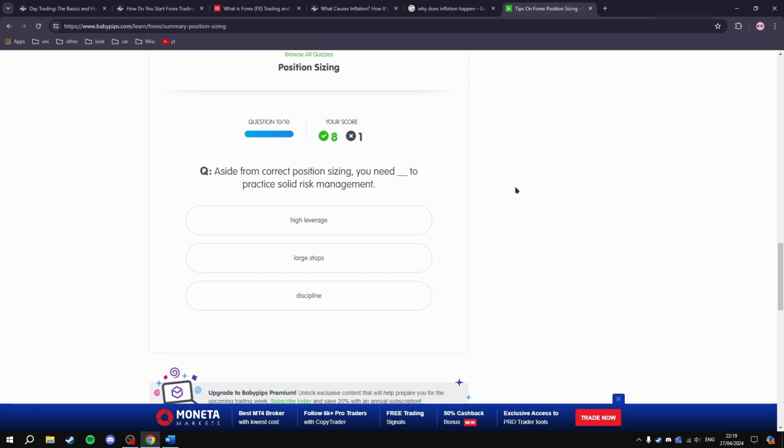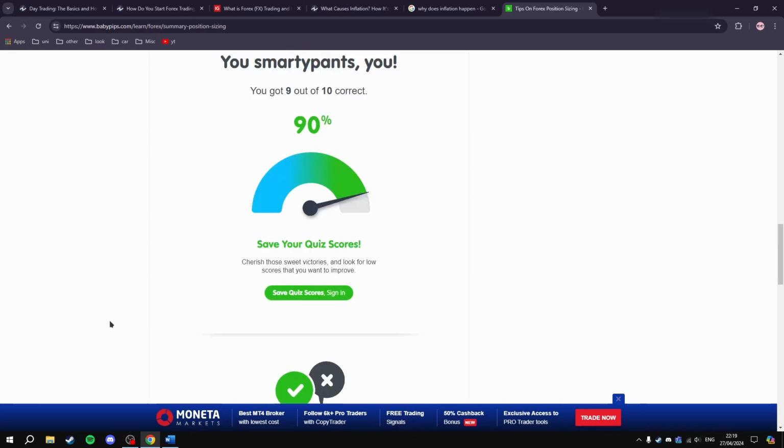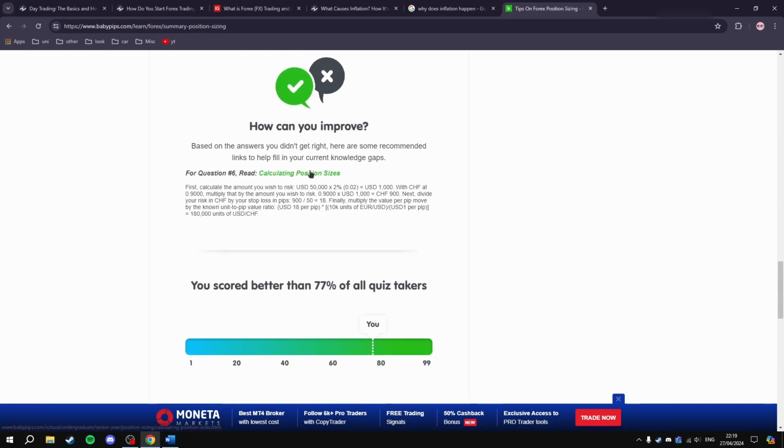Aside from correct position sizing, you need something to practice solid risk management: discipline. Aside from correct position sizing, you need discipline to practice solid risk management. Calculating position sizes. You know what, let's go to that actually.